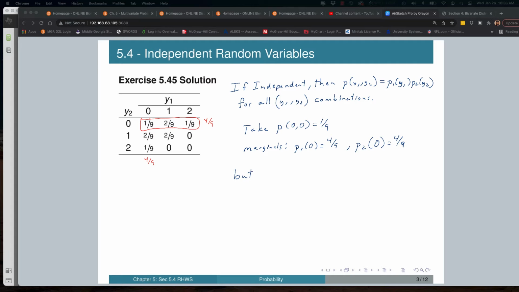But p of 0, 0 is not equal to p sub 1 of 0 times p sub 2 of 0, because 1/9 is not equal to 4/9 squared, which is just 16/81. So those aren't equal, therefore y sub 1 and y sub 2 are dependent.